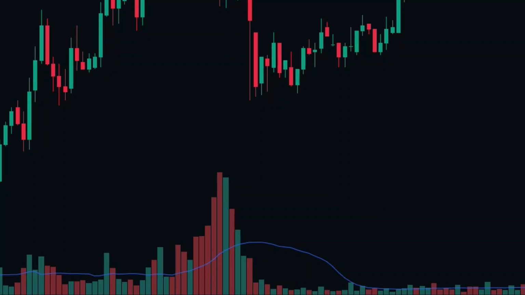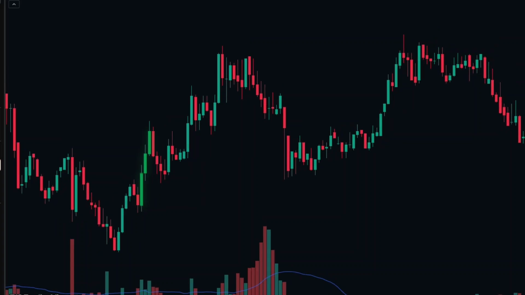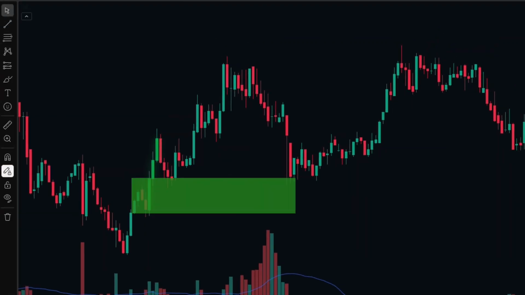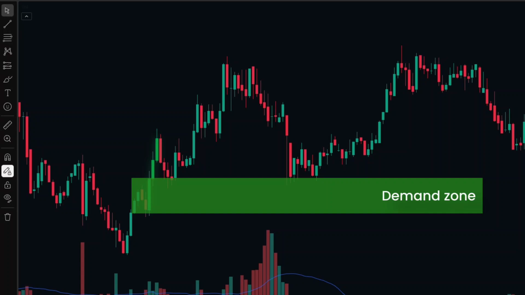This line is called the volume average line. This line tells us that if the volume is below this line, the volume is low. If the volume is above this line, it means the volume is high. Look here, there are 3 regular green candles. So, here you need to draw a demand zone. You need to draw a demand zone by covering the high and low of this first candle.